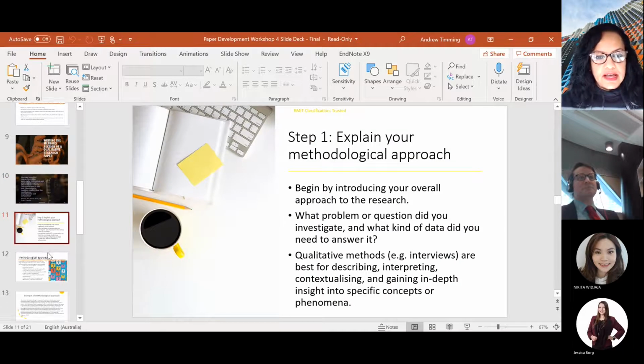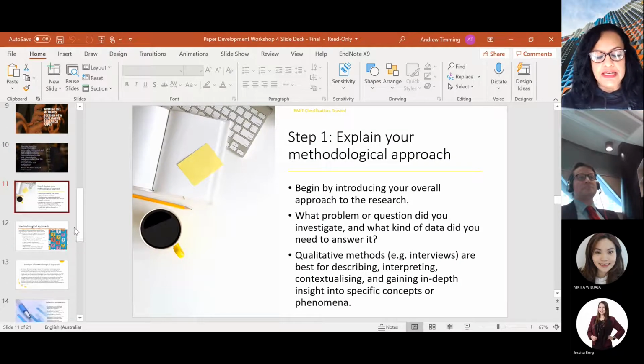So in step 1, we would start with explaining our methodological approach. So we will begin with, say, introducing the overall approach to the research. What problem or question did you investigate? What kind of data did you need to answer it? We all know that qualitative methods are best for describing, interpreting, contextualizing, and gaining in-depth insight into specific concepts or phenomena. So depending on the particular purpose of your research and what you set out to do, you will then start explaining your methodological approach. Next slide, please, Andrew.